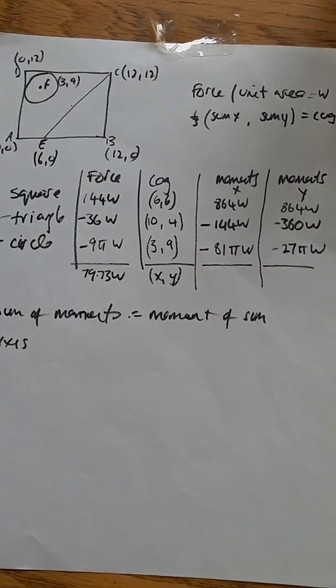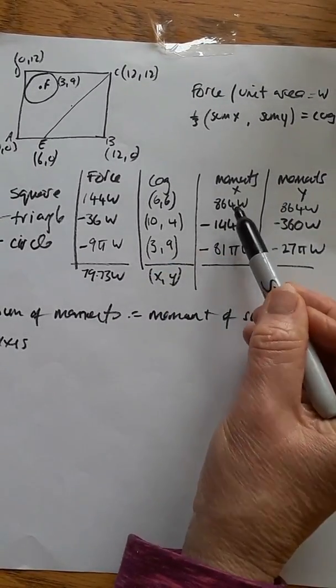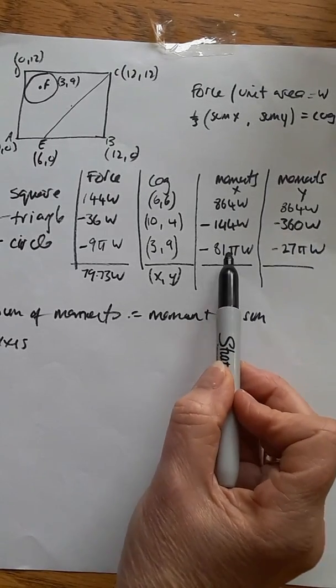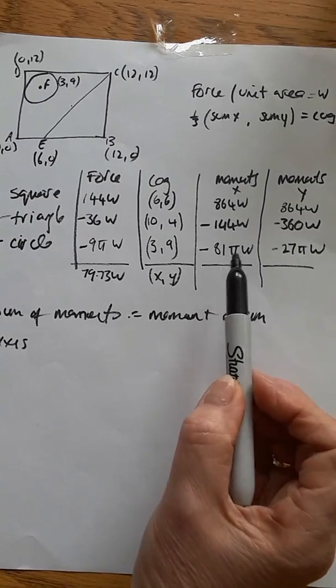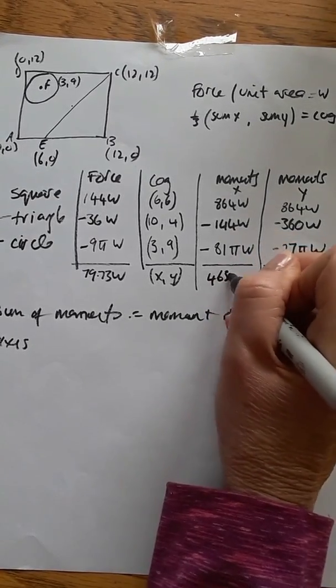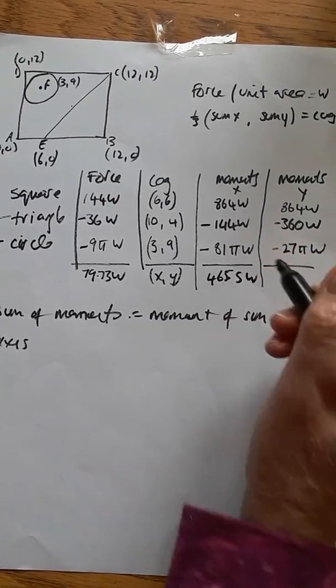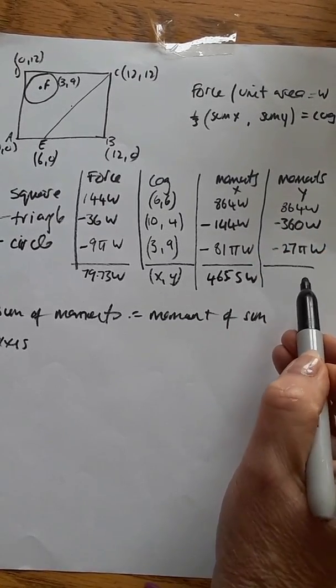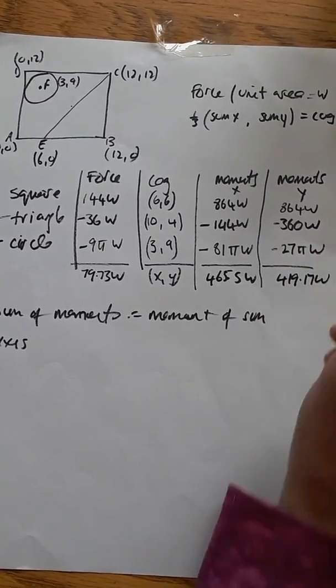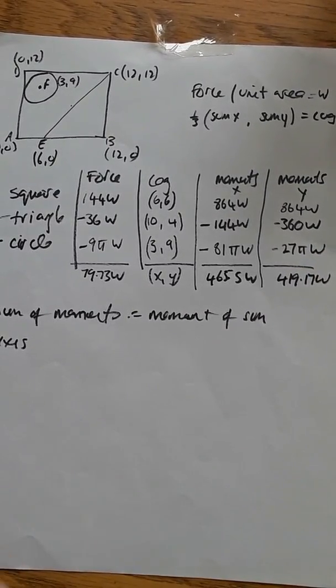I don't know where the centre of gravity is. I'll call it xy. When I work these figures out, when I take 864W minus 144W minus 81 times pi, again, which is 22/7, I get 465.5W. And when I do this last column and put in for pi, I get 419.17W.